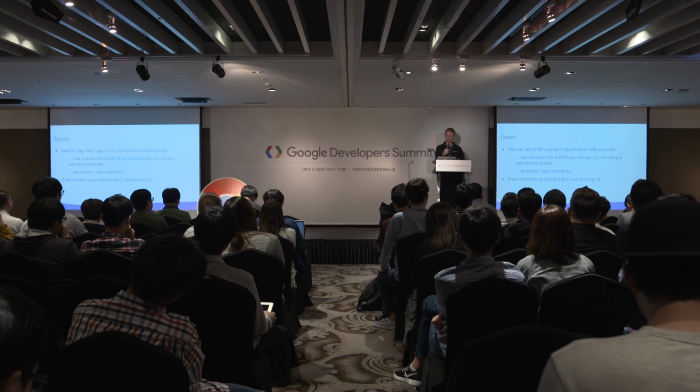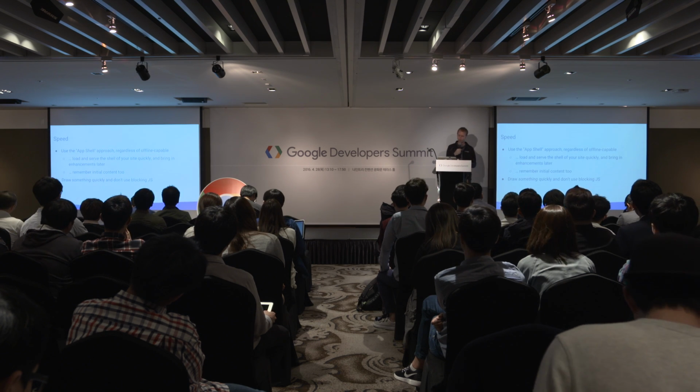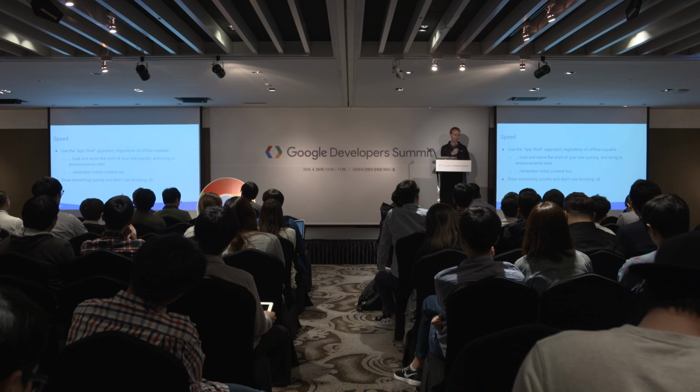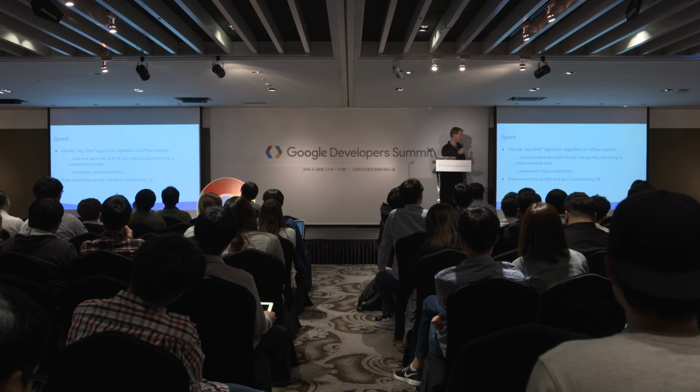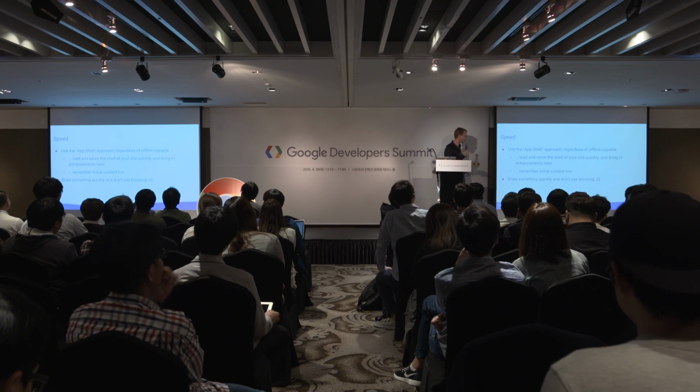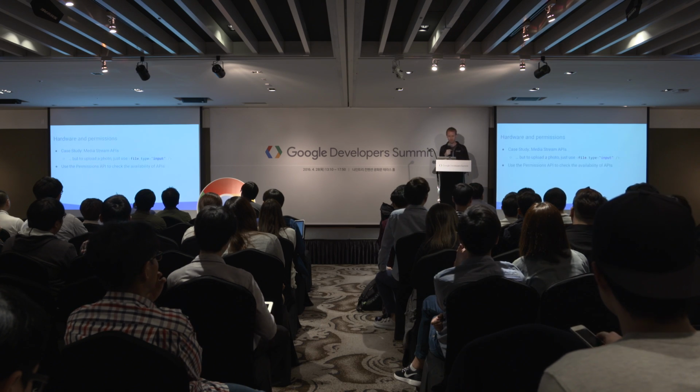So let me reiterate some points about speed, right? Use App Shell whenever possible, but still include the initial content. It's really what users come to your site for. Draw quickly and don't use blocking JavaScript.